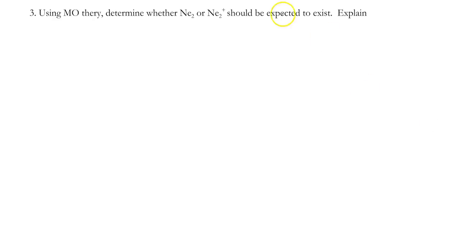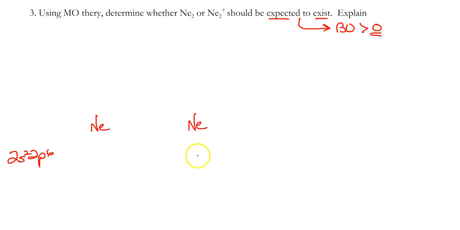So the next one's very simple. Which one's expected to exist? Now that one we're going to do by the same reason. Now expected to exist would mean essentially who's got a bond order that's greater than 0. Okay, so let's do our neon. Here's my neon, here's another neon, and as we should know, neon is 1s2, 2s2, 2p6. 1s2, 2s2, 2p6. So let's make this, again, we're getting rid of the 1s orbital.